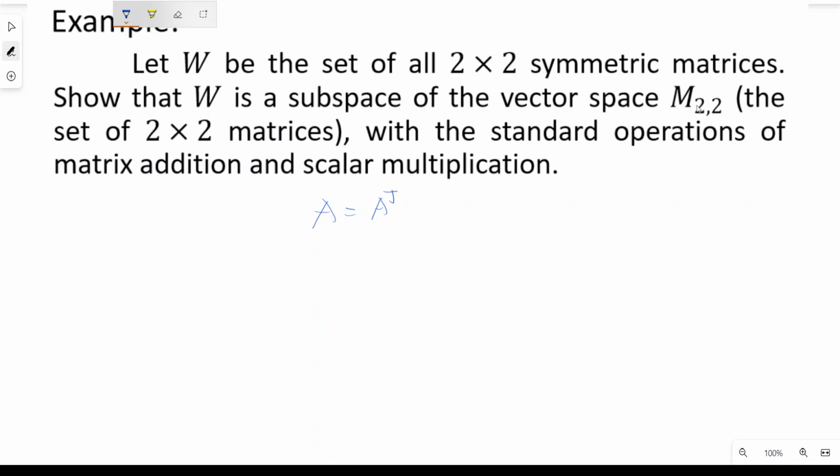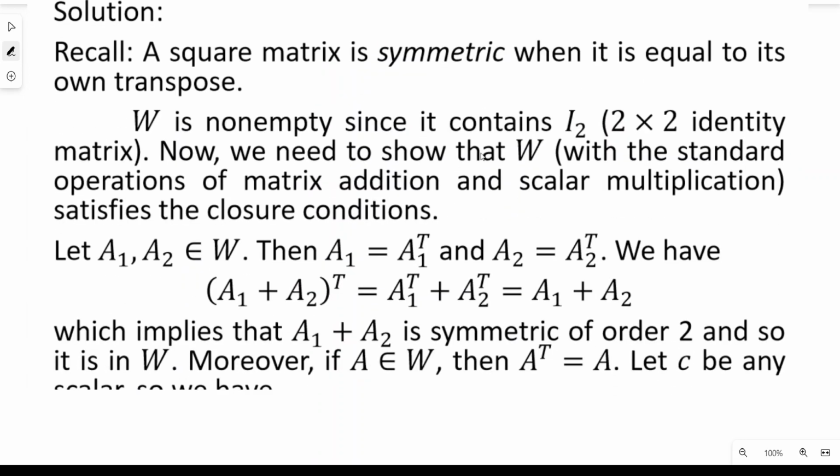Meaning to say, any 2 by 2 matrix is an element of M sub 2 2. But what we are considering for W are only those that are symmetric matrices. The operations defined on M22 would be the ordinary matrix addition and the ordinary scalar multiplication. To show this, recall that W is not empty because W contains the 2 by 2 identity matrix I22, and this identity matrix is itself symmetric because it has only ones on the main diagonal and 0 on the off diagonal.